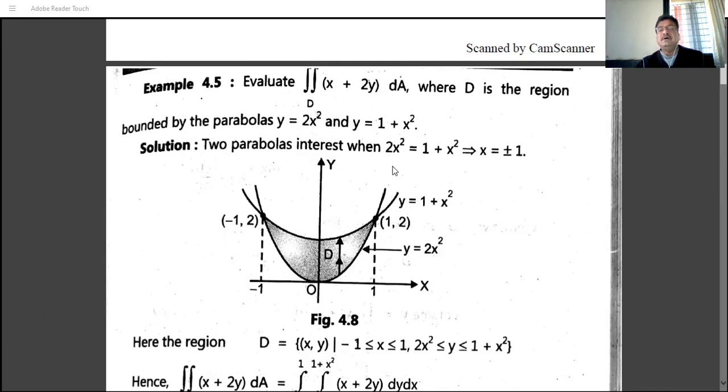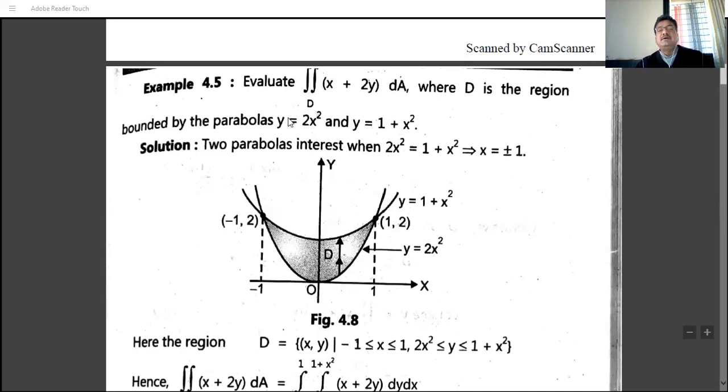That is, if x and y both have power 2, that is, if there is an x square term as well as a y square term in the equation, then it represents either a circle, ellipse or hyperbola.